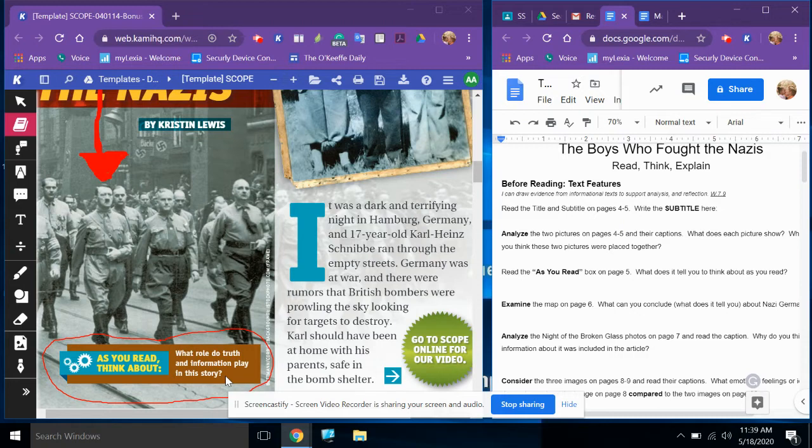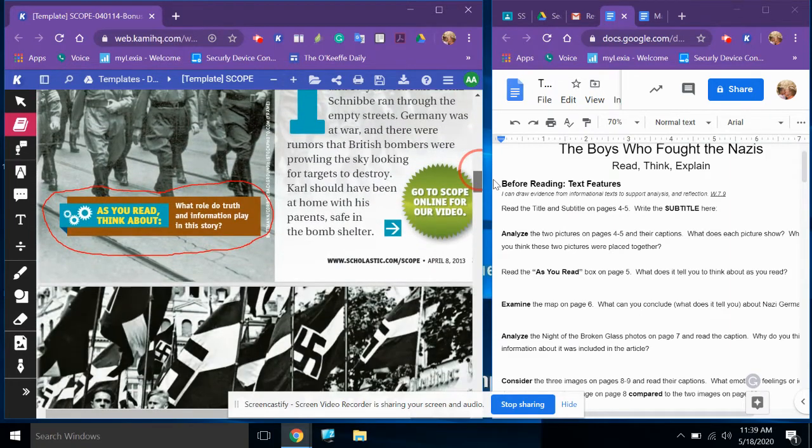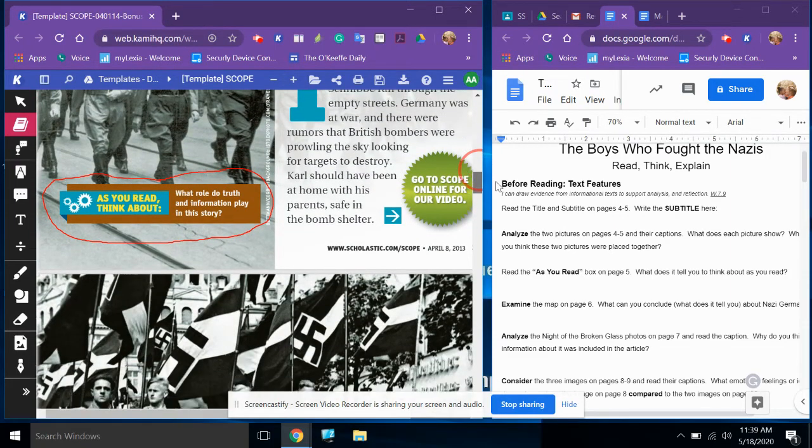Think about what role truth and information play in the story of these boys and how they interacted with what was happening in Germany at the time. Okay, so again, here's the picture of the boys. We're going to continue to scroll down as we look at the text features, right?